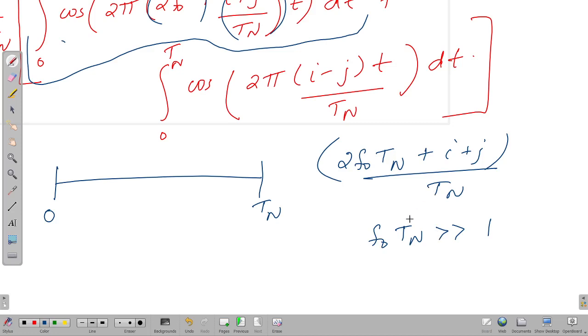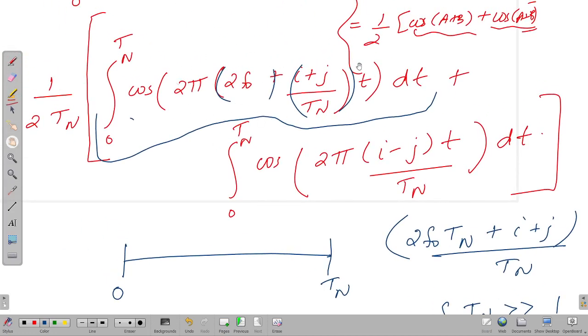Okay, why is it like that? Because f naught, remember, is the center frequency of the first subcarrier. So it is a large value. And what is Tn? Tn is the time duration. So f naught Tn becomes a large value when compared to 1. And what happens to the frequency of this wave? The frequency of this wave becomes very large.